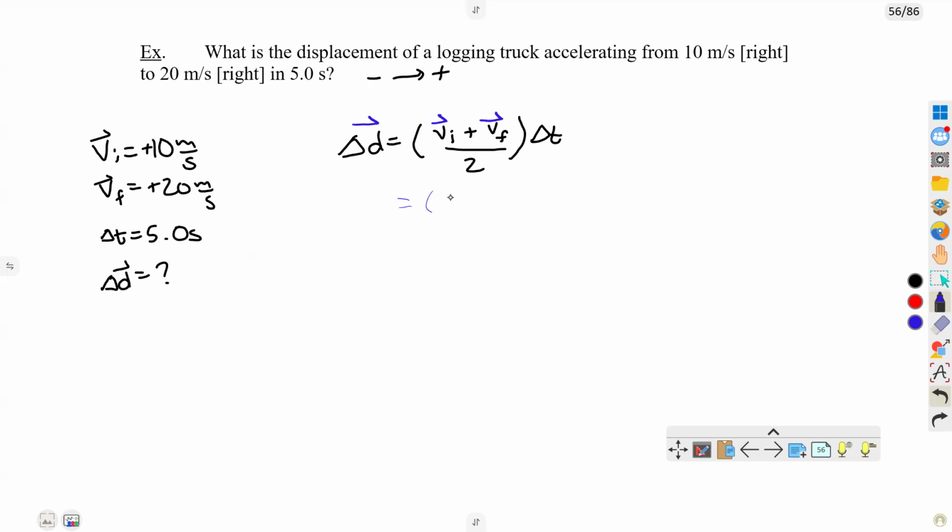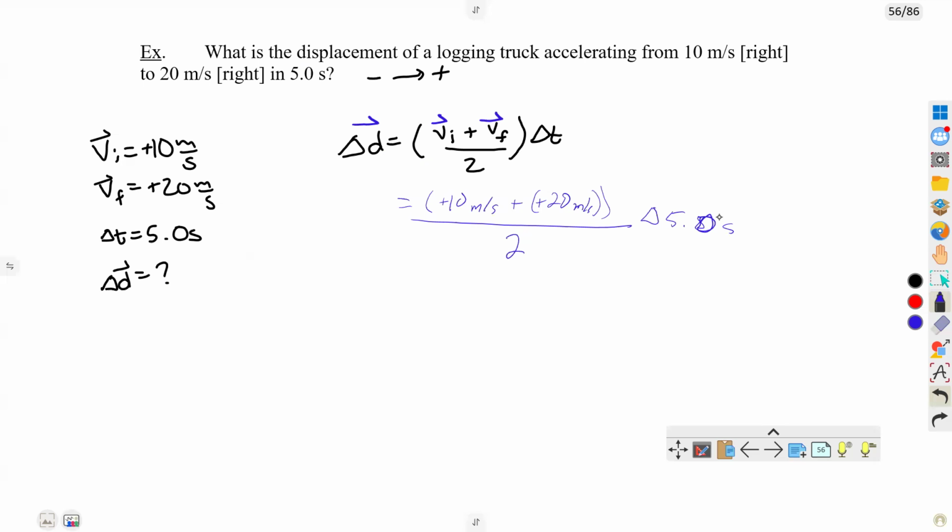Pretty easy to add this in here at that point. And then that's going to be divided by 2, multiplied by the change in time, which is 5 seconds. Sorry, 5.0 seconds.